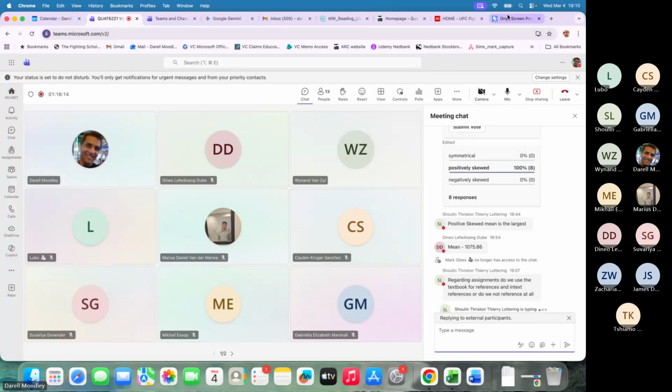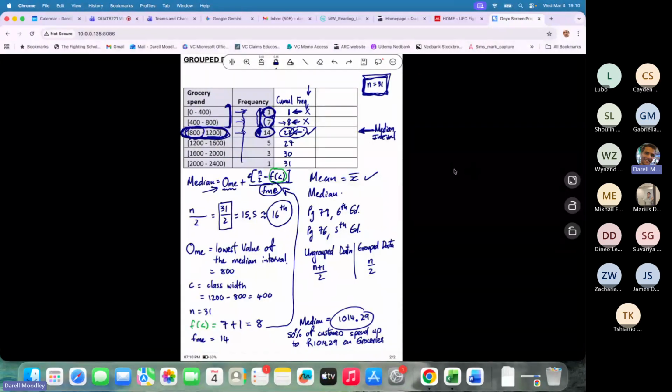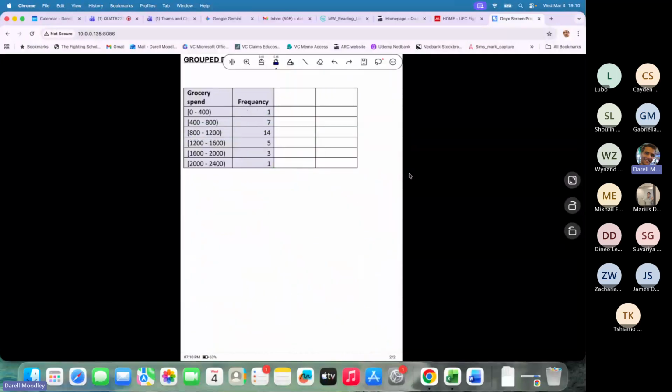Okay, I'll come back to the chat. I just want to finish up now. Okay, everyone. So we did the mean, we did the median. For the mode, I'm going to talk you through it and explain how to do it. And that's going to be an exercise for you.